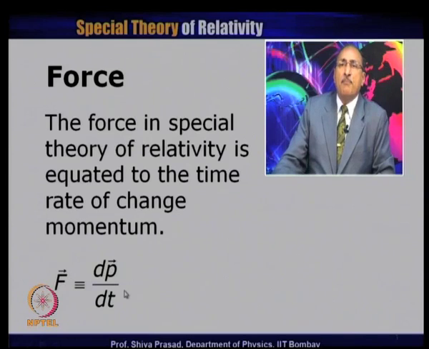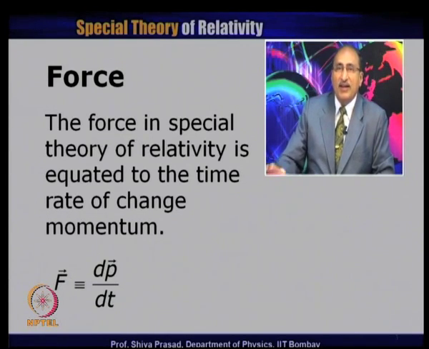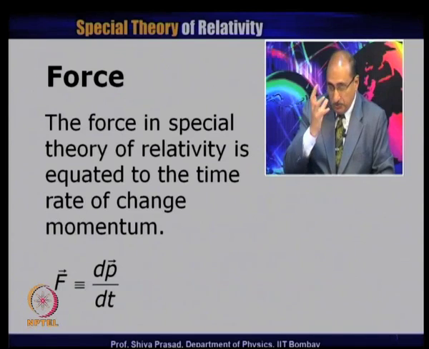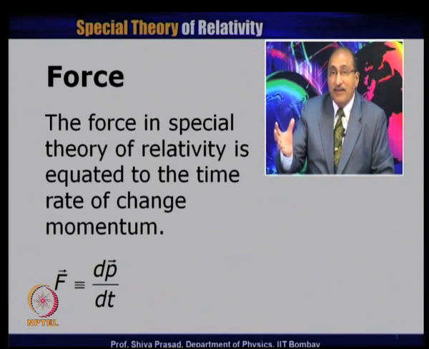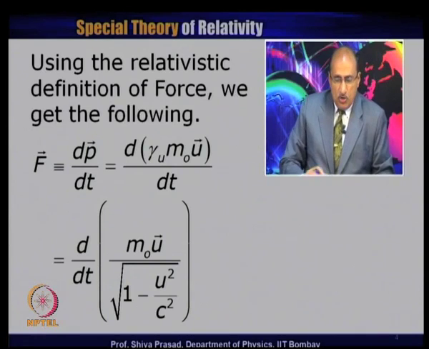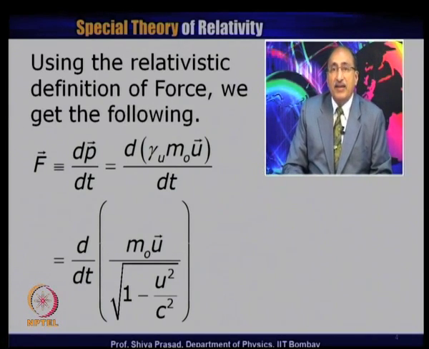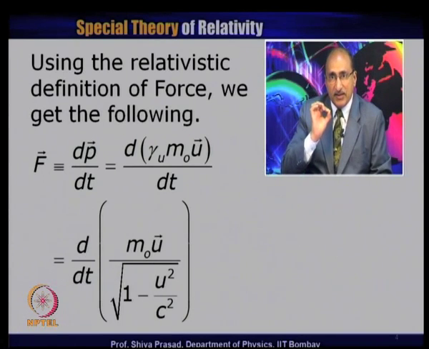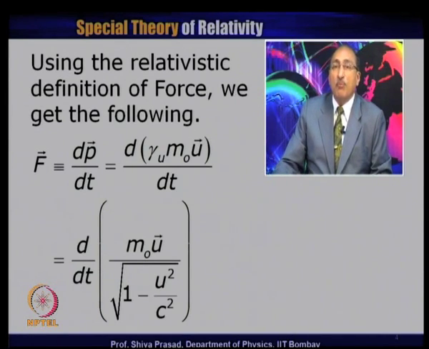Let us try to take this definition forward, and try to get a little bit more insight into how our concepts will change with this particular definition of force, and also the way relativity defines momentum and other quantities. So, as we have said earlier, momentum in special theory of relativity is defined as gamma u m naught u. So, if a particle is moving with a velocity u in a given frame of reference, and m naught is the rest mass of the particle, then gamma u m naught u is defined as the momentum of the particle. This is what we have discussed in our earlier lectures.